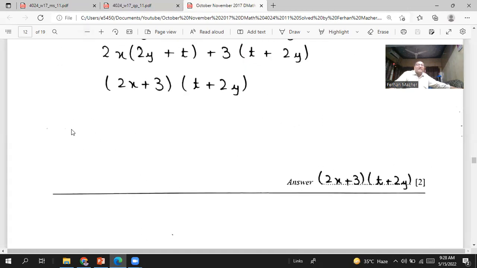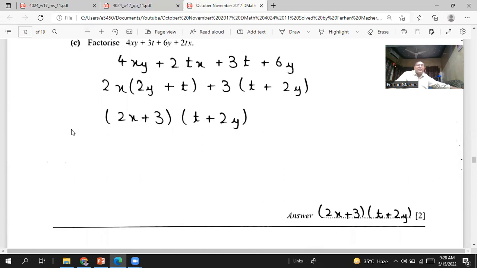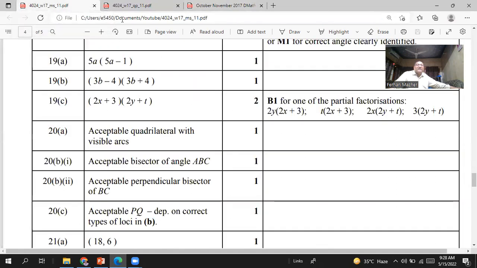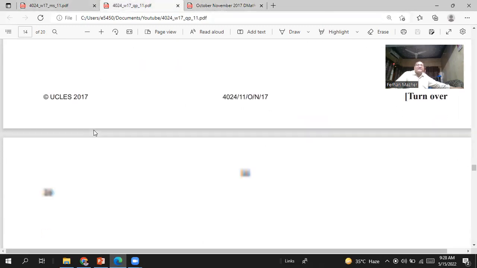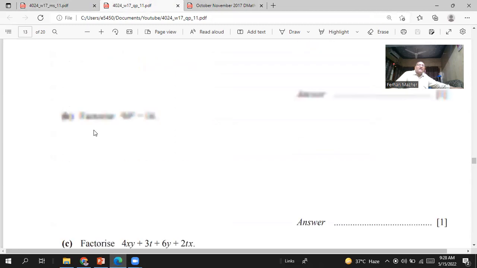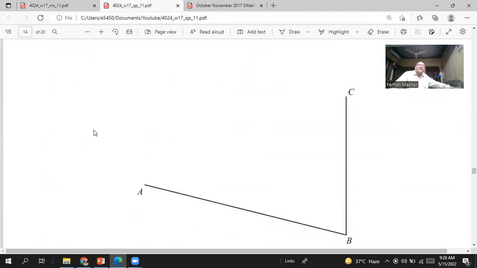You can see that the whole question is showing up on your screen. So let's check the marking scheme. It says (2x plus 3)(2y plus t). So our answers are right. So that was question number 19. Now we are going to the next question, and the next question coming up is question number 20.